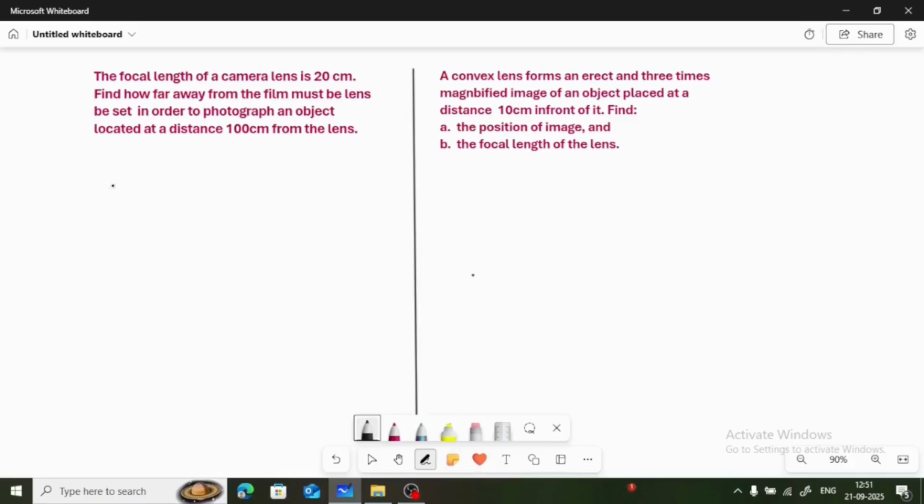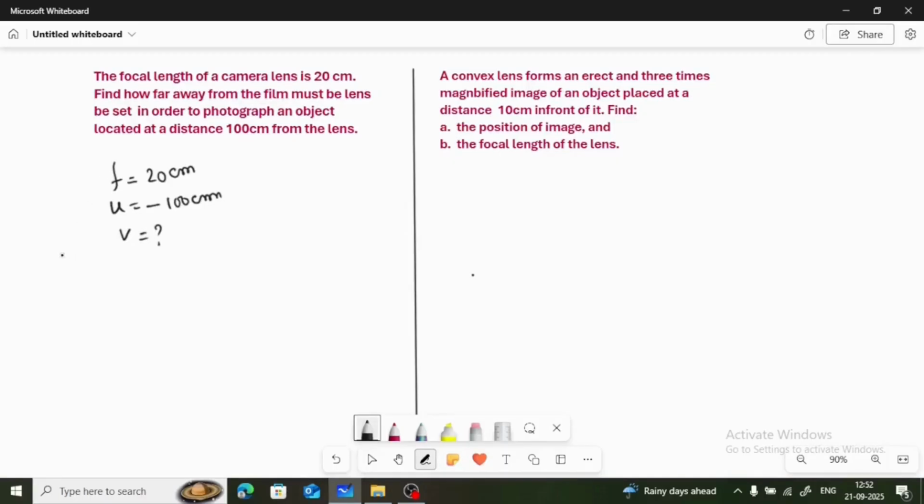So from the problem, f equal to 20 cm, u is equal to minus 100 cm, because the object is located at a distance 100 cm from the lens, and the negative sign is taken according to the sign convention. And here you find the value of v.